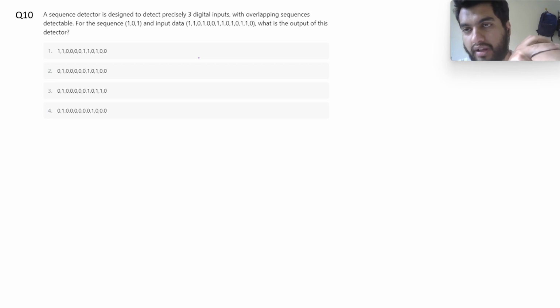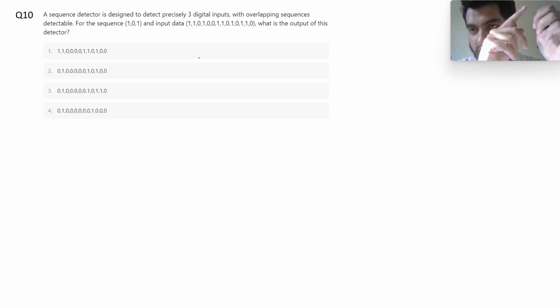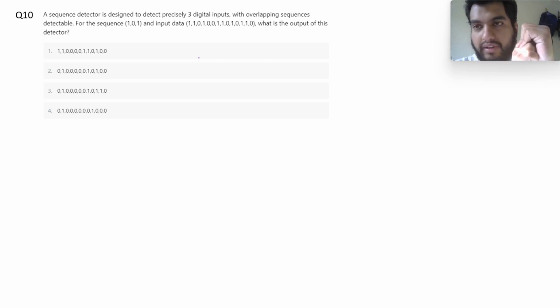Let us say I need to detect 001 or 101 as in the case. So if I get a pattern like 1101, it will detect the last 3 bits as 101 as the input detected. So the second bit it kind of overlapped and we will get the sequence.